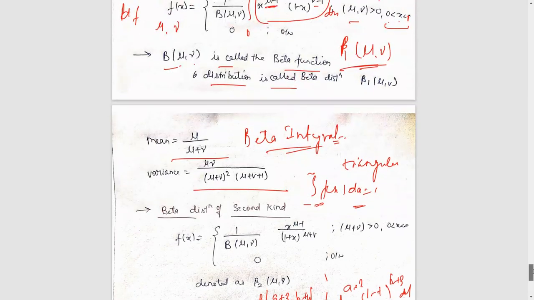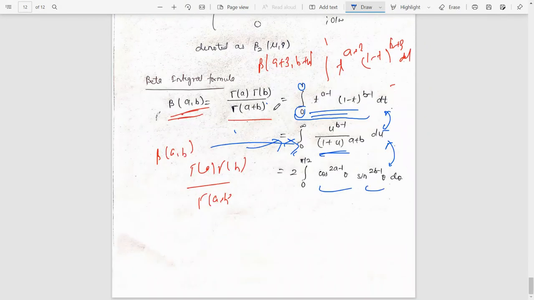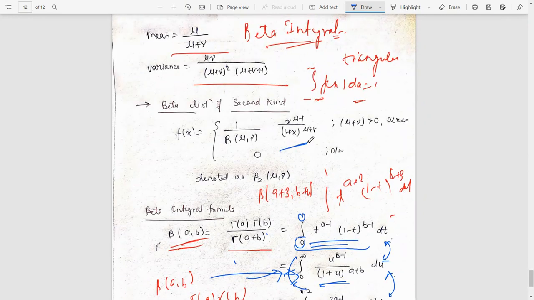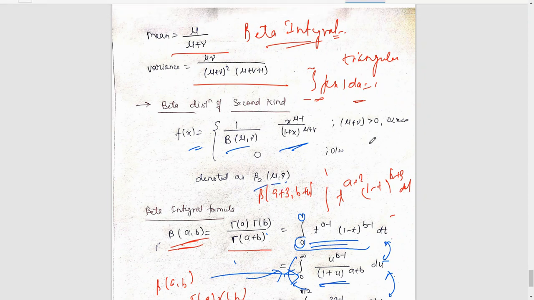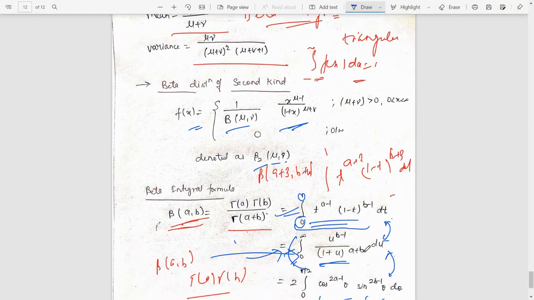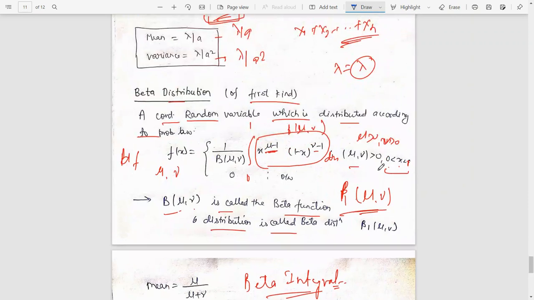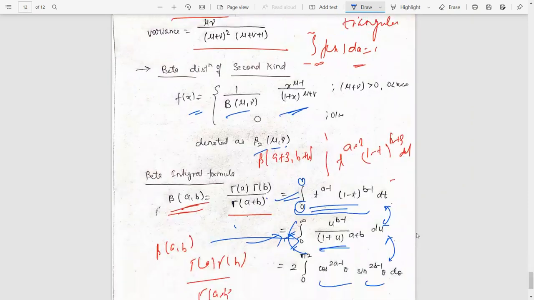On the basis of that, we also have a beta distribution of the second kind. If you define a distribution based on this second format, it will be the beta distribution of the second kind. It is represented as beta 2 a, b. So the beta distribution can be defined into two types. The first type is on the basis of the first type of integral, with limit 0 to 1, and the second type is on the basis of the second type of integral, with limit from 0 to infinity.